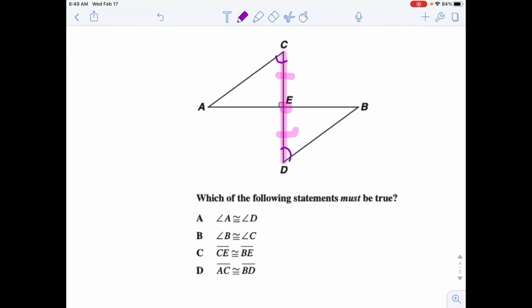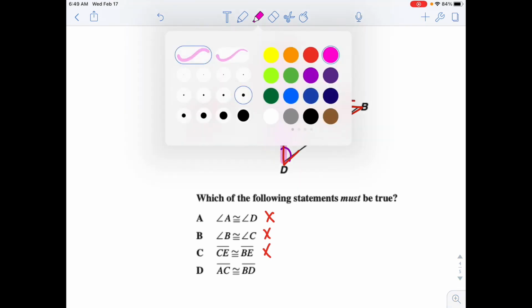Okay, so then what happens from here, does angle A have to be congruent to angle D? No, they don't have to. Does angle B have to be congruent to angle C? No, they don't have to. Does CE have to be congruent to BE? No, they don't have to. So really what's going on in here is this is a slightly advanced problem.